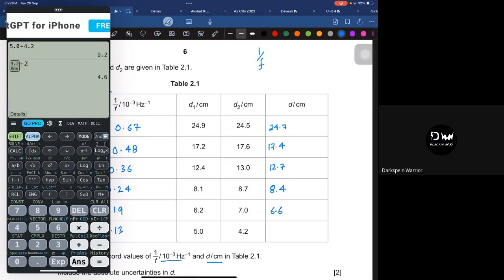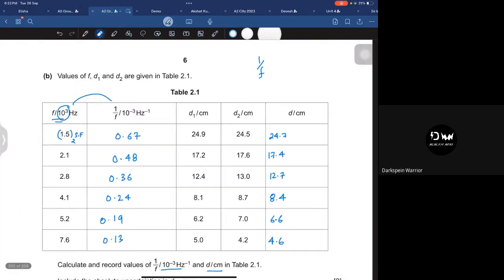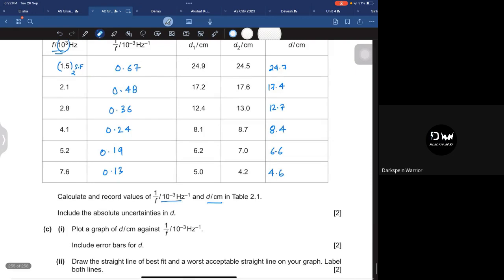Just keep on dividing, it will be like this. Do you guys understand this? Any questions up till now? So ideally, by finding these values, you should not take more than just a minute. It's very quick and simple. But then the real thing is they say include the absolute uncertainty in D. This is what you want to do.